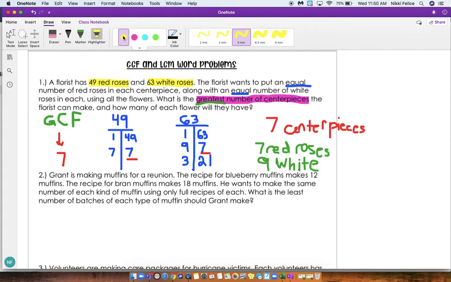So in number 2, Grant is making muffins for a reunion. The recipe for blueberry muffins makes 12 muffins. The recipe for bran muffins makes 18, okay? He wants to make the same number of each kind of muffin using only full recipes. What is the least, keyword, what is the least number of batches of each type of muffin Grant should make?